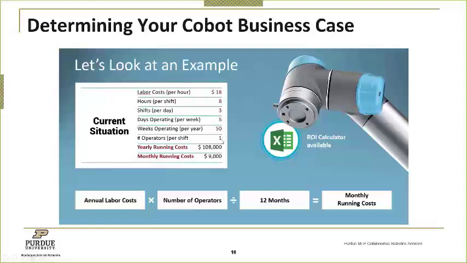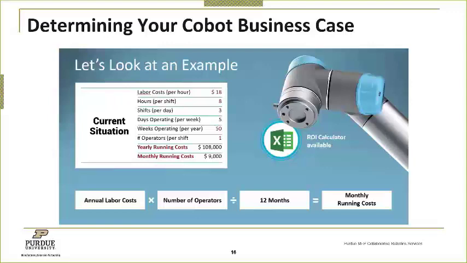So you take all that, and how many operators are doing that task per shift. You basically just take all those numbers that you have access to, multiply them together, and you get the yearly running cost, which in this example is $108,000 for an $18 an hour operator. Divided by 12 to get your monthly operating costs. So it gives you a rough idea of how much I'm spending just on the labor piece alone.